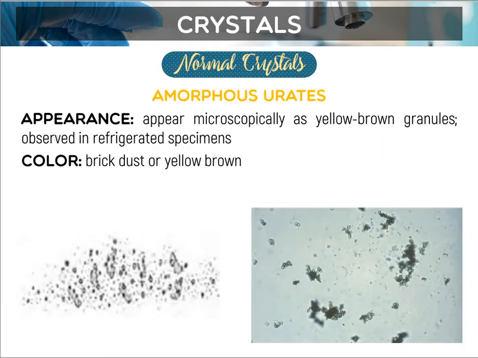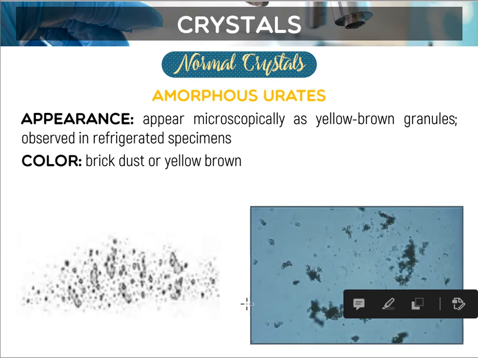So next up, we have your amorphous urates. Amorphous urates, still in acidic urine, appear microscopically as yellow-brown granules observed in refrigerated specimens. So brick dust or yellow-brown color, but I already mentioned that if our specimen is refrigerated, we see a pink color, right? The pigment is uroerythrin, okay? So amorphous urates produce a very characteristic pink sediment if refrigerated, because of the uroerythrin pigment.